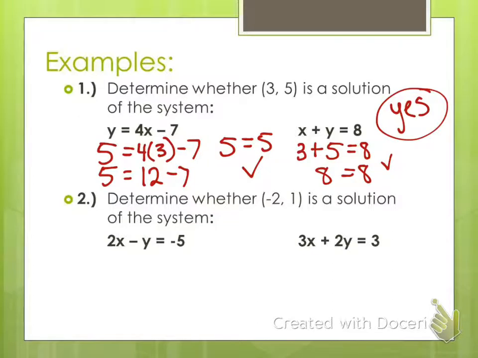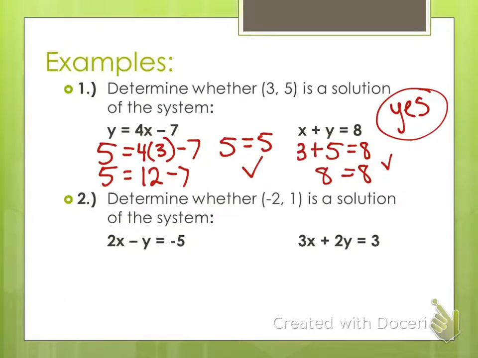We're going to do the same kind of thing on number 2. So I want you to take a moment and plug in x and y. I don't care which equation you start with. If you come up with one equation where it does not work, you don't have to do the other one. But if it works in one, you got to check to make sure it works in both. We'll talk about it in just a minute.